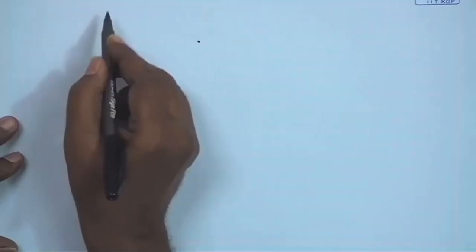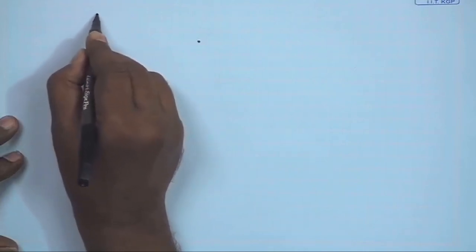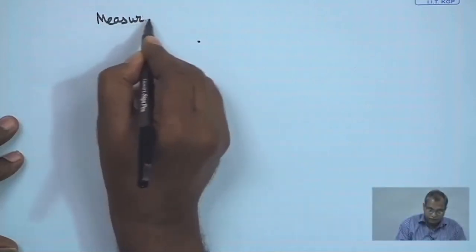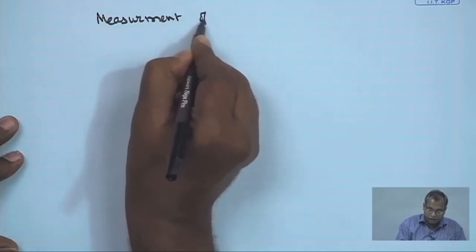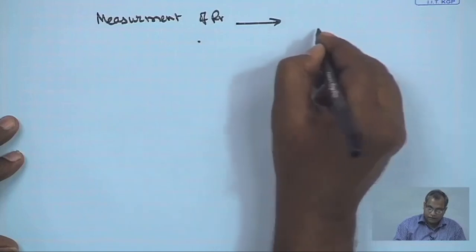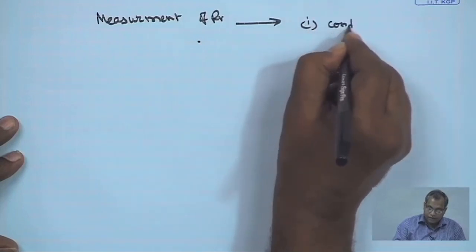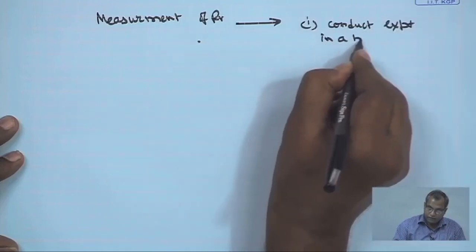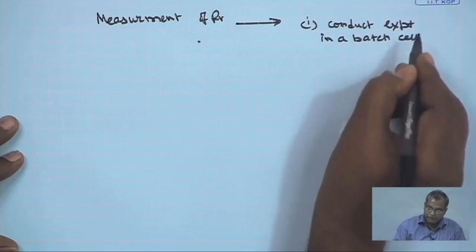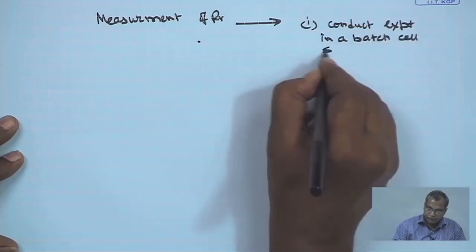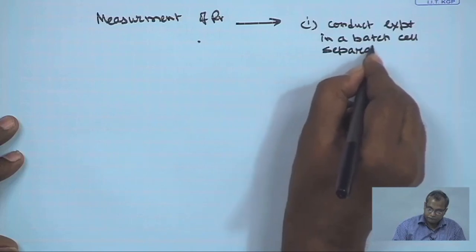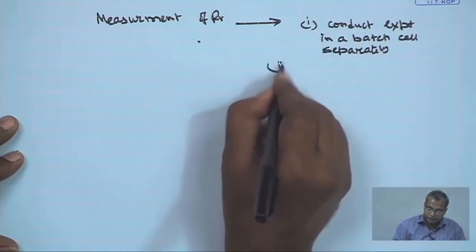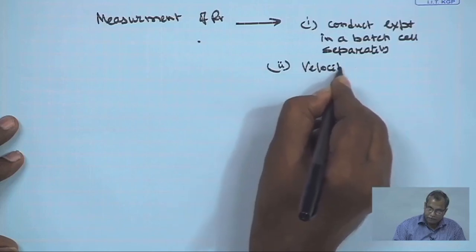So, what is the way of measurement of real retention? There are two ways. The first method of measurement of real retention is that you conduct experiments in a batch cell, the same batch cell, separately. Second, by the velocity variation technique, I will be coming to that later on.